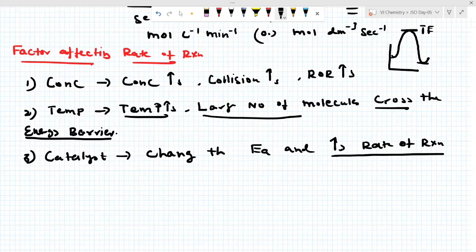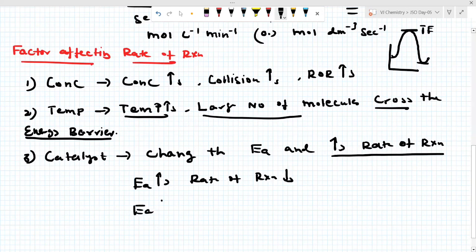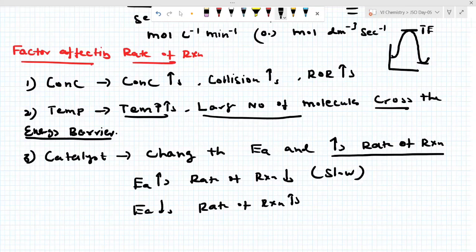Listen, when activation energy EA increases, the rate of reaction decreases. When EA decreases, the rate of reaction increases. With a positive catalyst, the activation energy decreases, so it is easier for the reactant to go to product. It means the rate of reaction increases. The catalyst changes the activation energy. High activation energy is a slow reaction; low activation energy is a fast reaction. So this is very, very important.